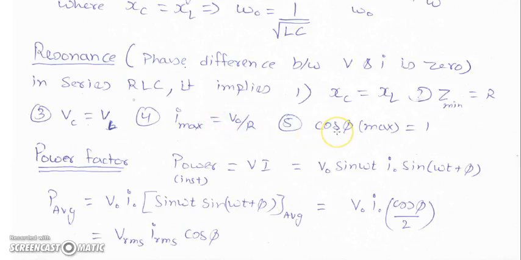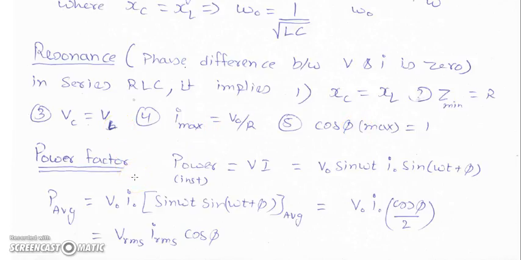Power factor, which is cos phi, I just derived it later. Cos phi is maximum. Maximum power factor will be at resonance. So if resonance is there, all these terms will be satisfied.